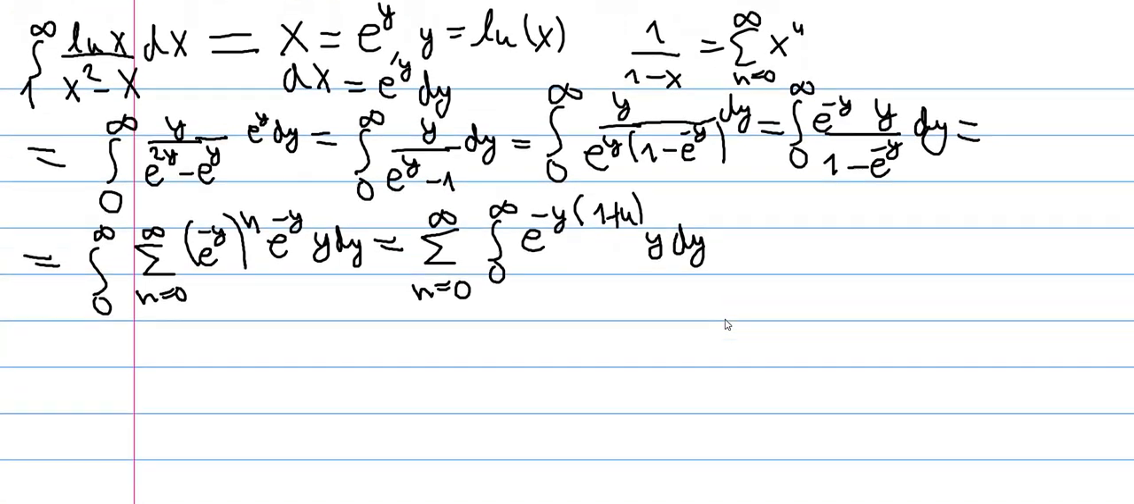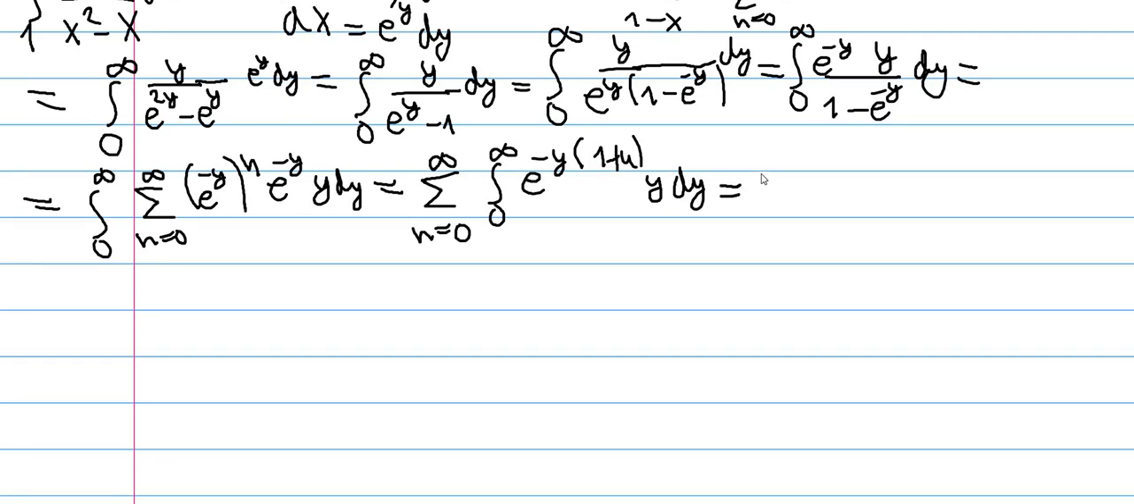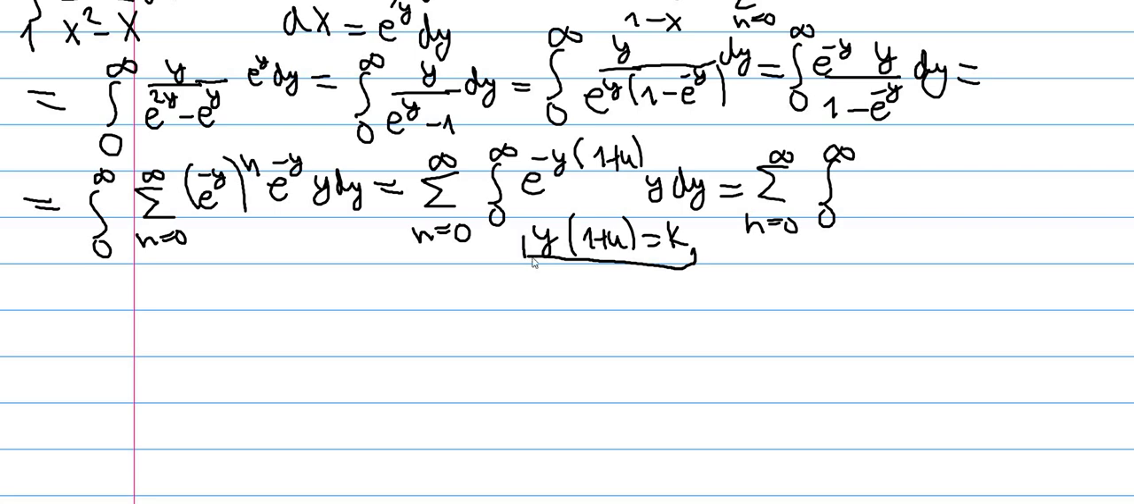So what do we do now? We just need to solve this integral, of course. We have a sum going from n equals 0 to infinity, an integral going from 0 to infinity, and now we will introduce a substitution: y times 1 plus n equals some k. I'm using this substitution so I make it look like a gamma function. When I differentiate both sides, I get dy equals dk over 1 plus n. And from here we can see that y equals k over 1 plus n.